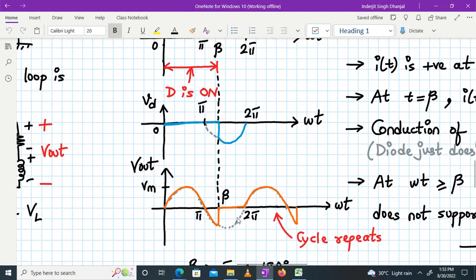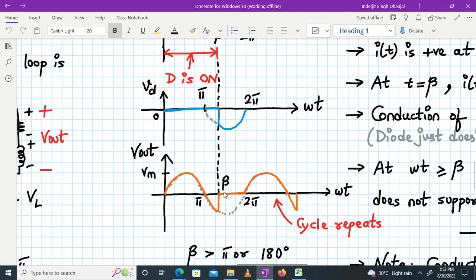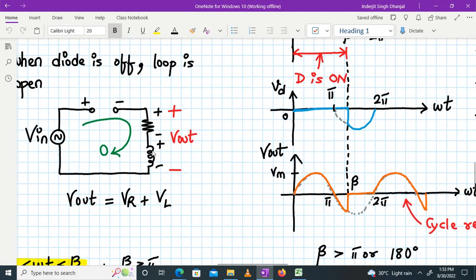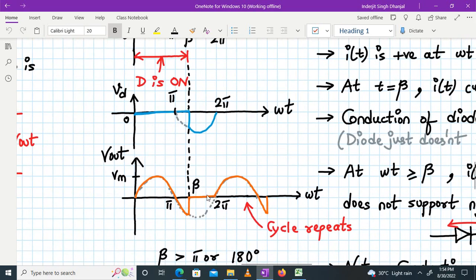What about the load voltage? When the diode is on, my load voltage or my V out is equal to V in. So whatever is my V in, it will follow that dotted line, the orange color waveform. So the diode turns off at beta, at omega t equal to beta. When the diode turns off, the voltage across the output will be 0, because it will behave as an open circuit. No current flows, so V out will be 0. So here it is 0 over here. And then again the cycle will repeat.